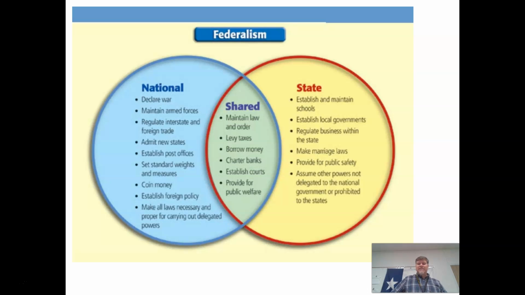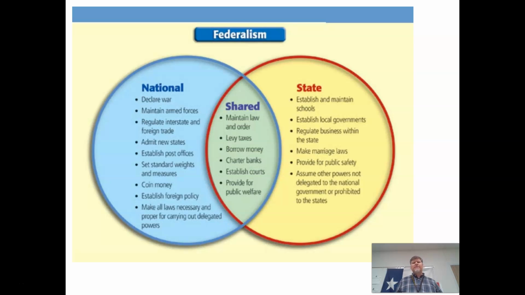They both can levy taxes. So in Texas, we pay property taxes. To the state, we pay sales tax. Sales tax is both state and county taxes, and then to the federal government, we pay income taxes, and many other taxes may be collected actually depending upon the types of businesses that you are in and things of that nature.